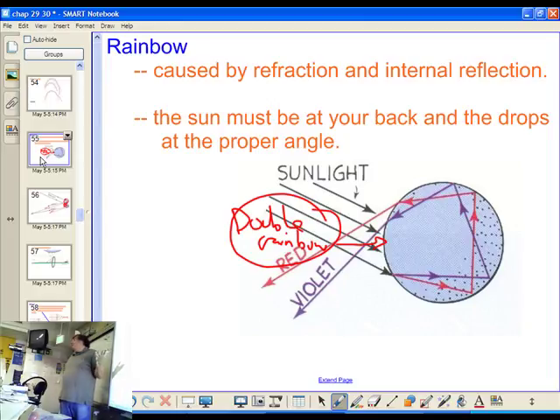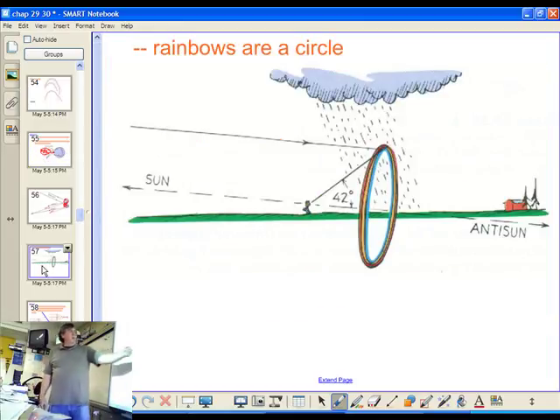You know, you can even have triple. I've seen triple rainbows. But usually you have the main rainbow and then you have a rainbow above and a rainbow below. And they each have the violet on top on that. But what is the shape of a rainbow? The circle. It's a circle. And basically it's a circle of 42 degrees.